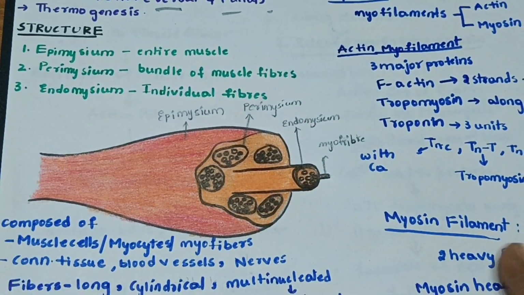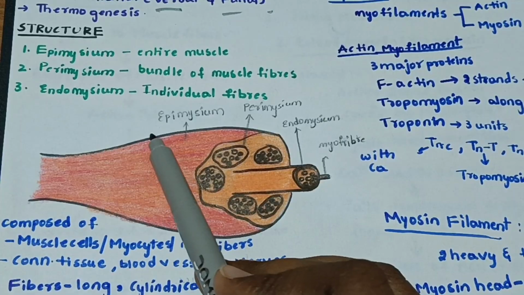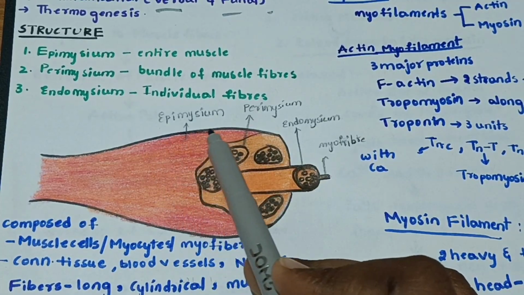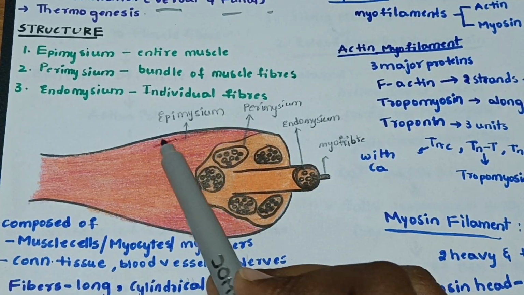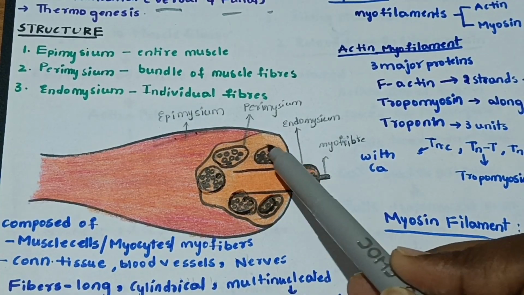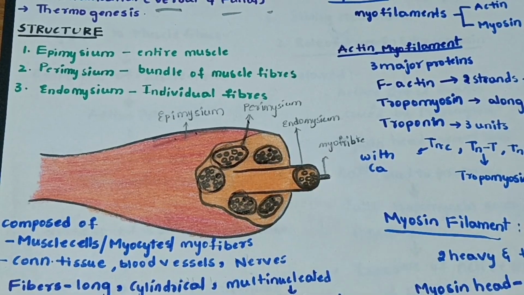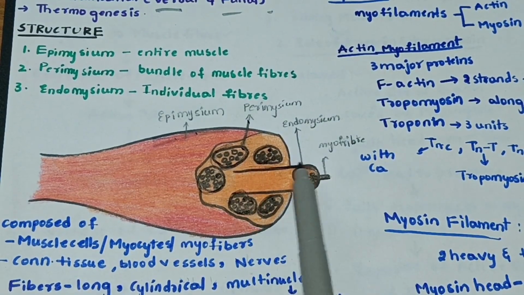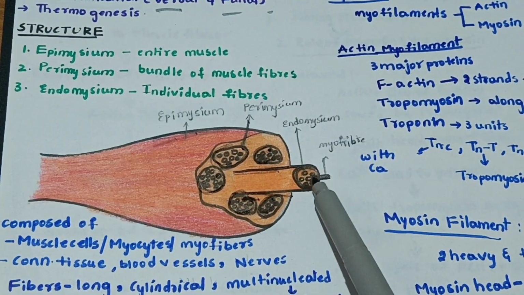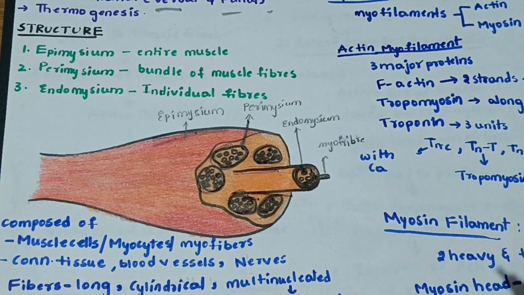In this diagram, see, this is a whole muscle. This complete structure is a whole muscle covered by epimysium. This is the epimysium, the black color. It contains bundles of myofibrils, that are muscle fibers, covered by perimysium. Each bundle contains fibers, and they are covered by endomysium.